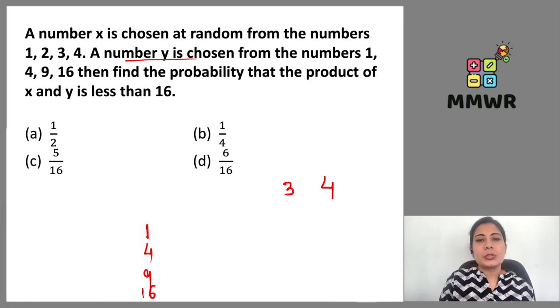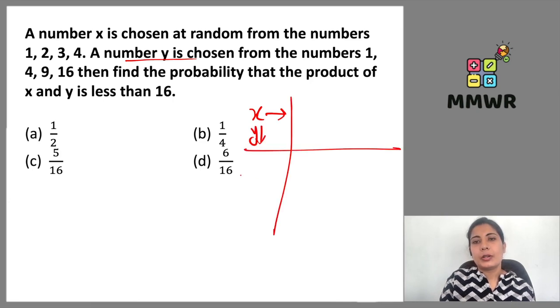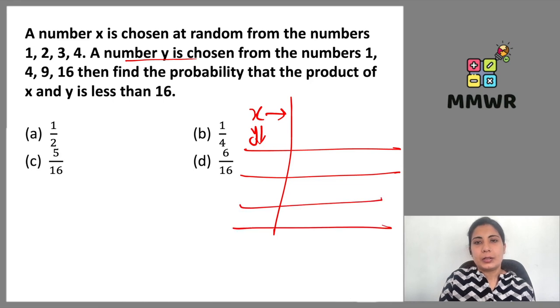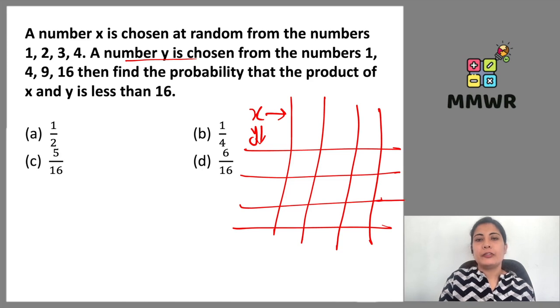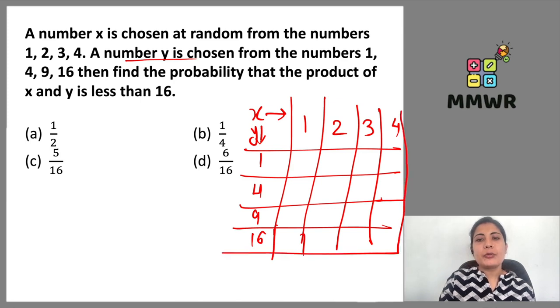Let me rewrite it this way so that we'll have sufficient space. So I am writing the values of x here and the values of y here. The x values are 1, 2, 3, 4. The y values are 1, 4, 9, 16. Right? All these values. Now what do we have to do here?